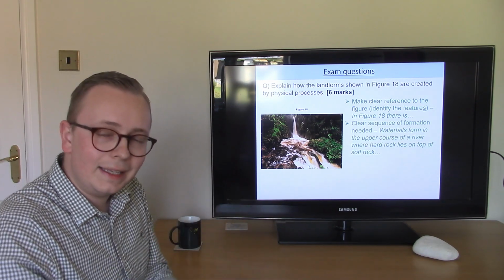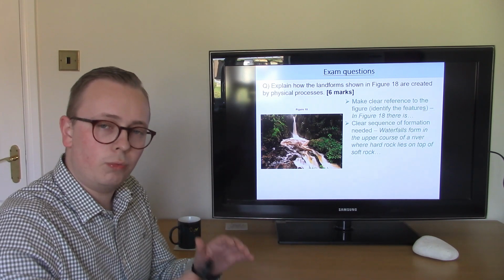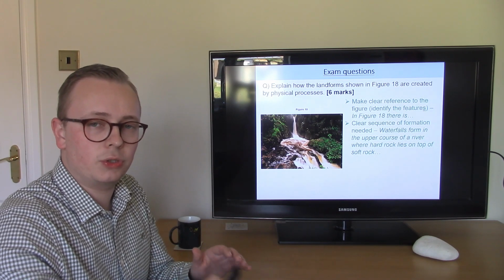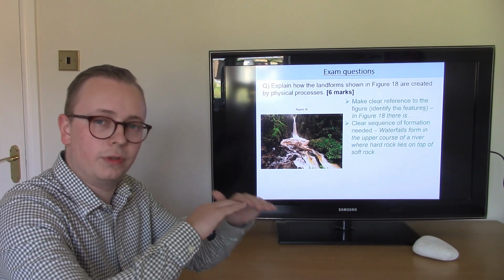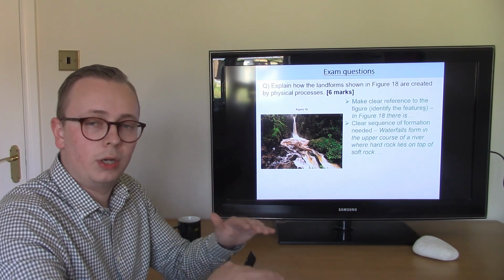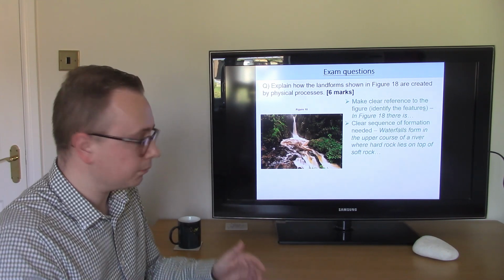Next, we need a clear sequence to explain how this feature forms. So you don't want to rush here, you want to take it step by step to make sure you include all the details that lead from that initial stage of having variations in the rock type right up until waterfall retreat, leaving behind a gorge.